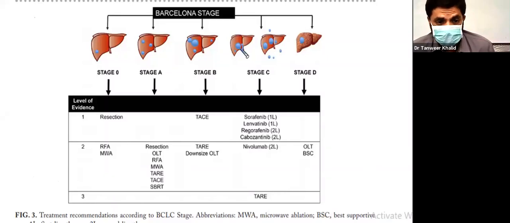This is the Barcelona staging, and the further treatment. Stage 0, having a single small lesion. Stage A, multiple small lesions. Stage B, multinodular bilateral lesions. Stage C, there is portal invasion, and stage D is basically the advanced stage.